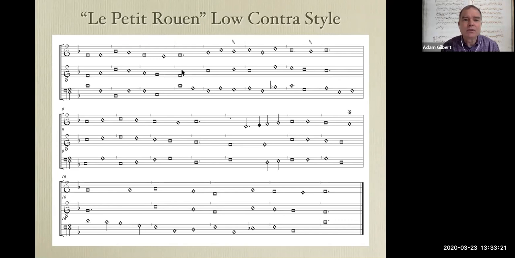If you look at measure five, right here I'm circling, look at what the contratenor and the top voice are doing. They're going in parallel thirds, actually parallel tenths apart from each other. And that started to be something that people started to do.